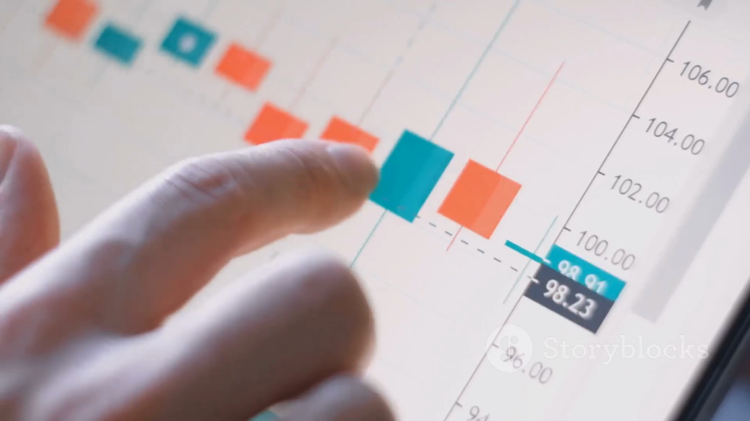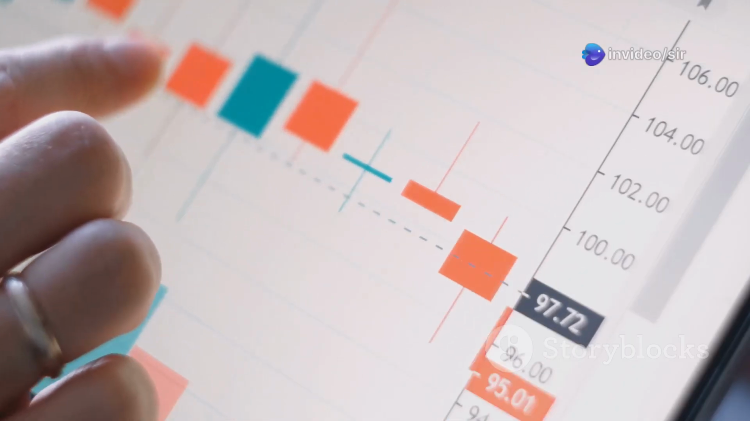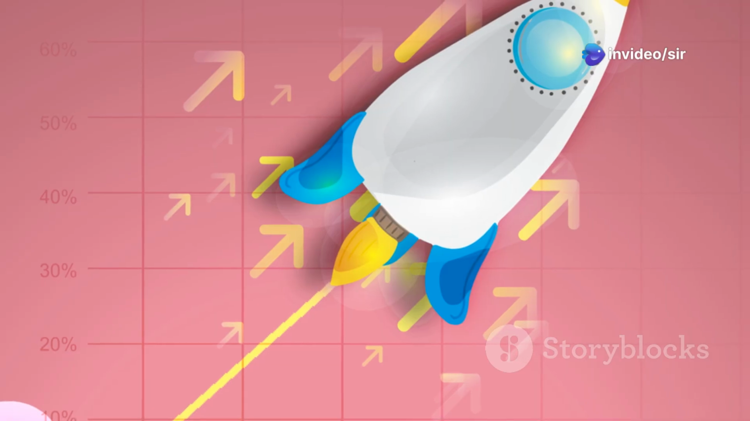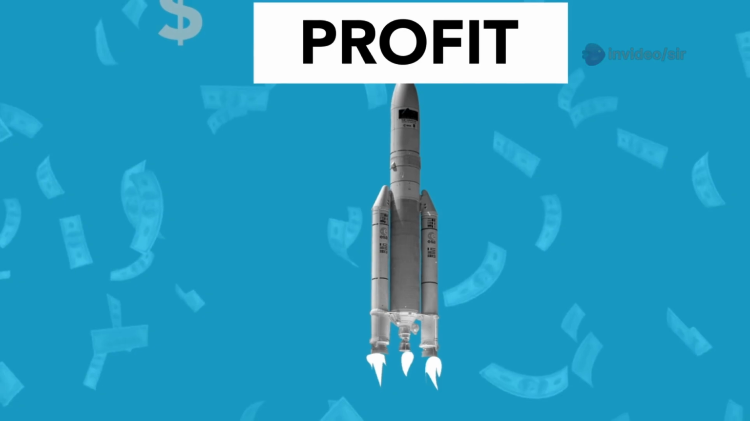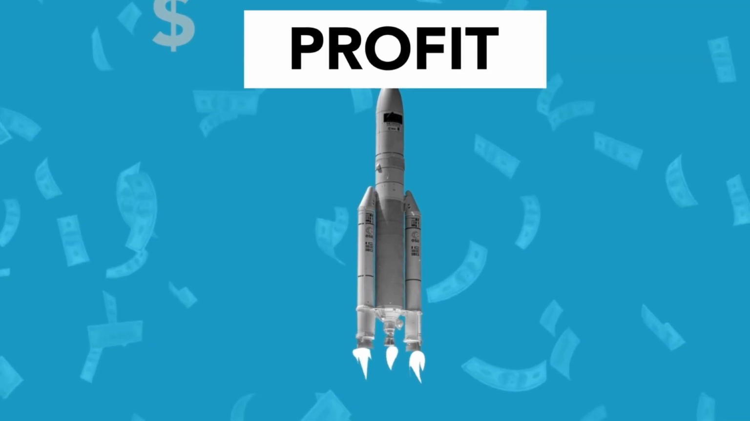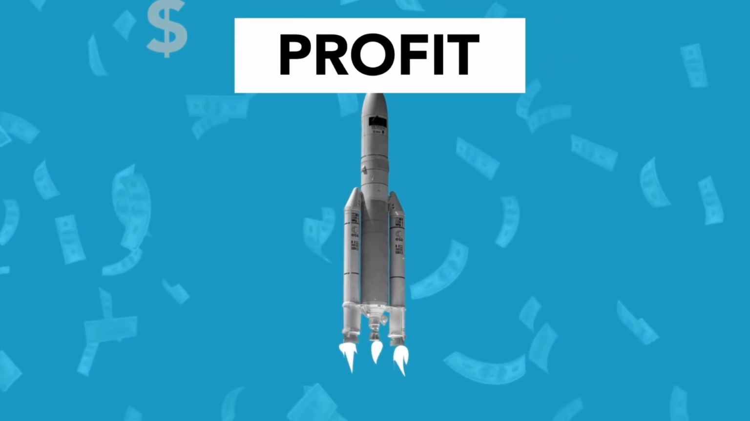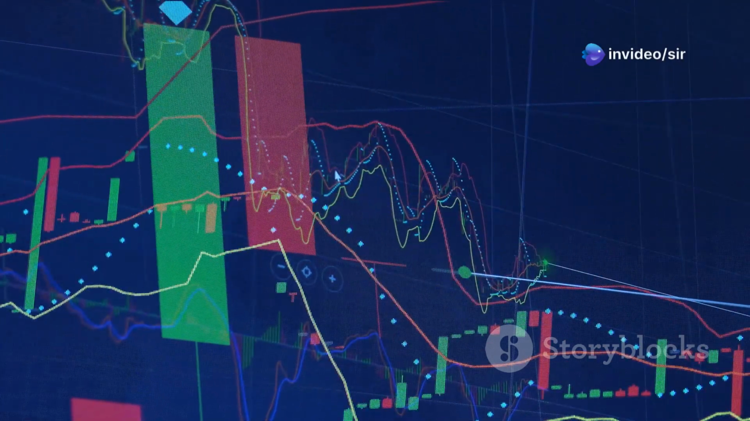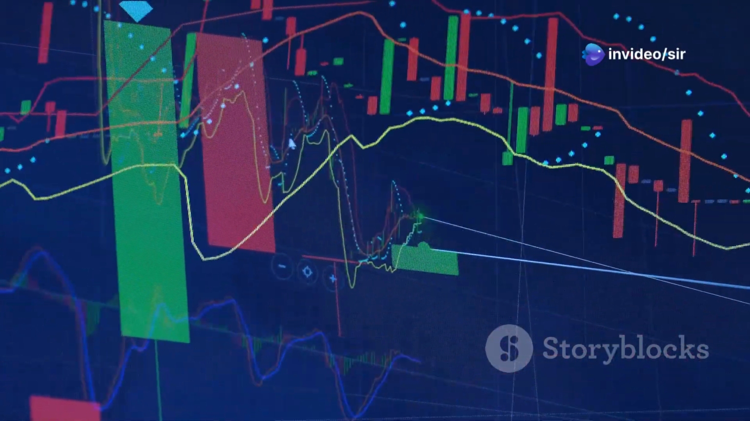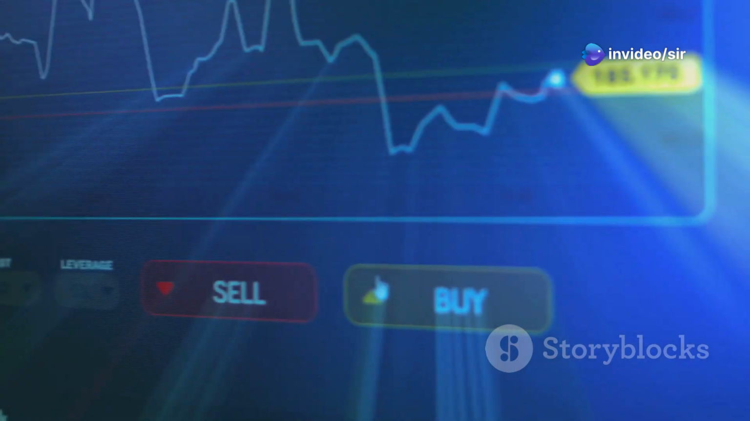The base of these impulse moves often forms powerful supply or demand zones. Think of it like a rocket launch. The initial thrust propels the rocket skyward. This initial surge leaves behind a launch pad, representing the supply or demand zone. Another key element is consolidation. This occurs when the price moves sideways within a tight range. It indicates a balance between buyers and sellers.